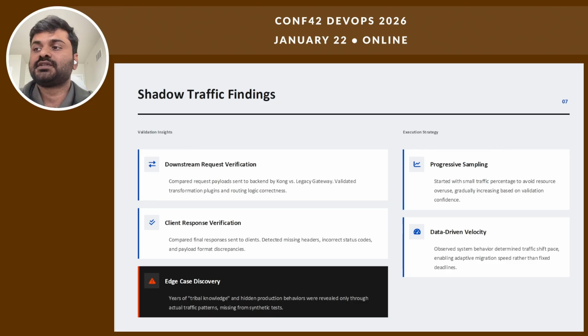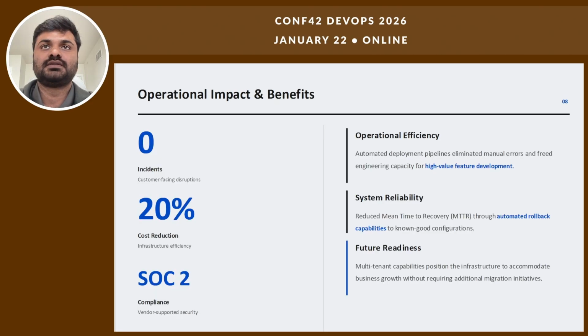Let's look at the operational impact and benefits. The ultimate measure of success for this project is that we achieved zero customer-facing incidents despite processing millions of requests. This wasn't just about downtime; it delivered tangible business benefits. We saw a 20% cost reduction in compute resources because of the modern architecture. Furthermore, we deployed a vendor-supported platform, where the vendor supplies security vulnerability patches.